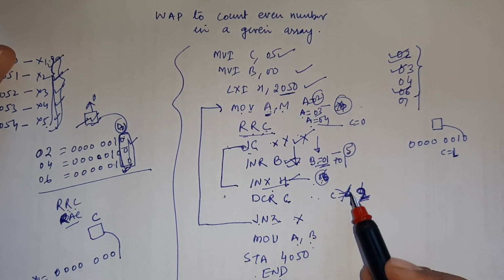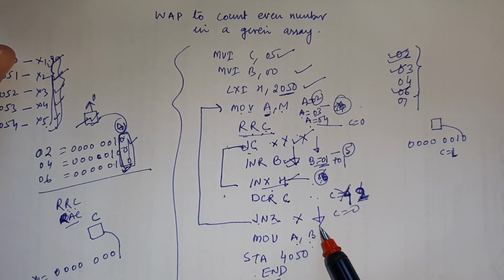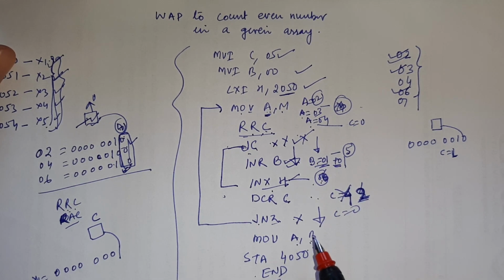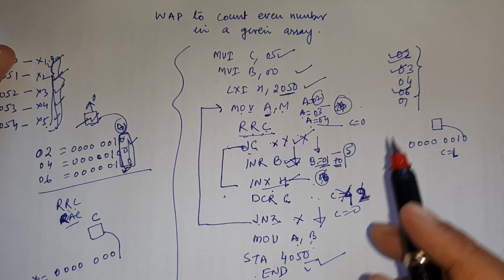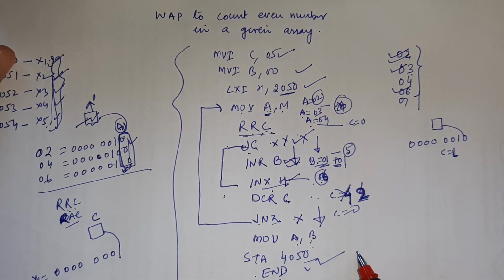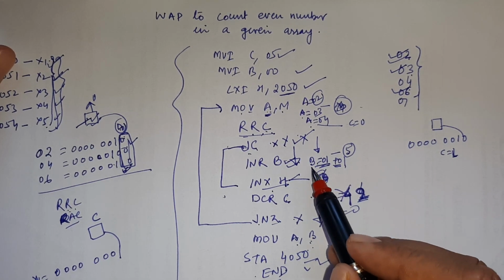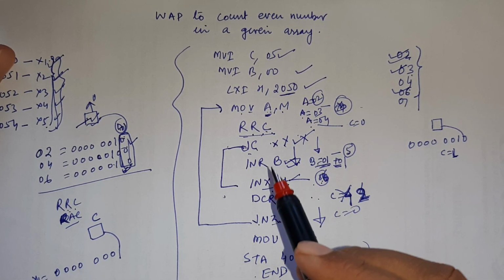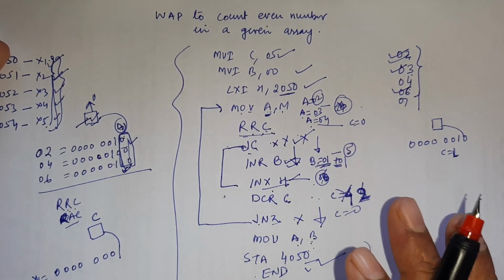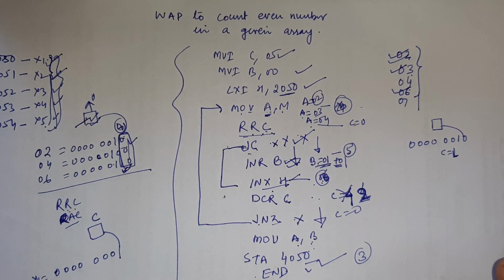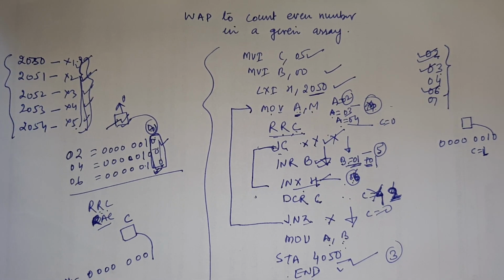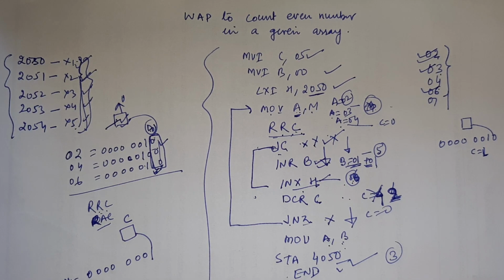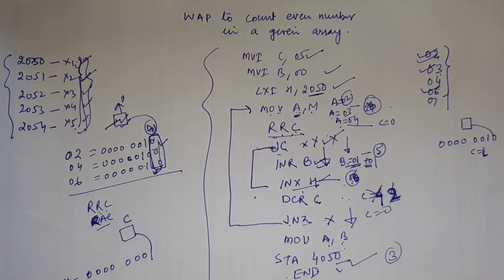After C becomes 0, it will come out, and whatever number is stored in B will be shifted into the accumulator and we can store the output here. So in this case we will get 3, because every time B is incrementing by 1. So this is a very simple program. By using this concept you can find how many even numbers are present in a given array of numbers.